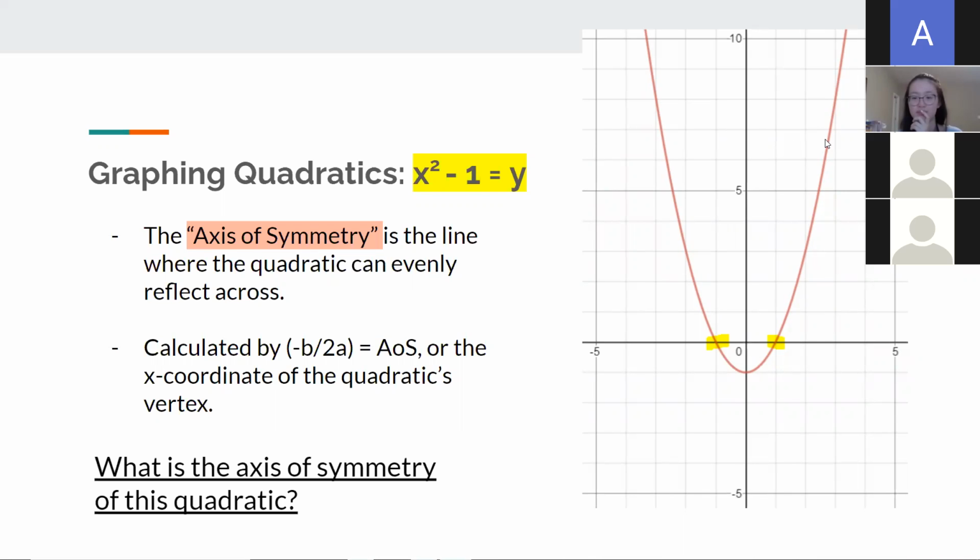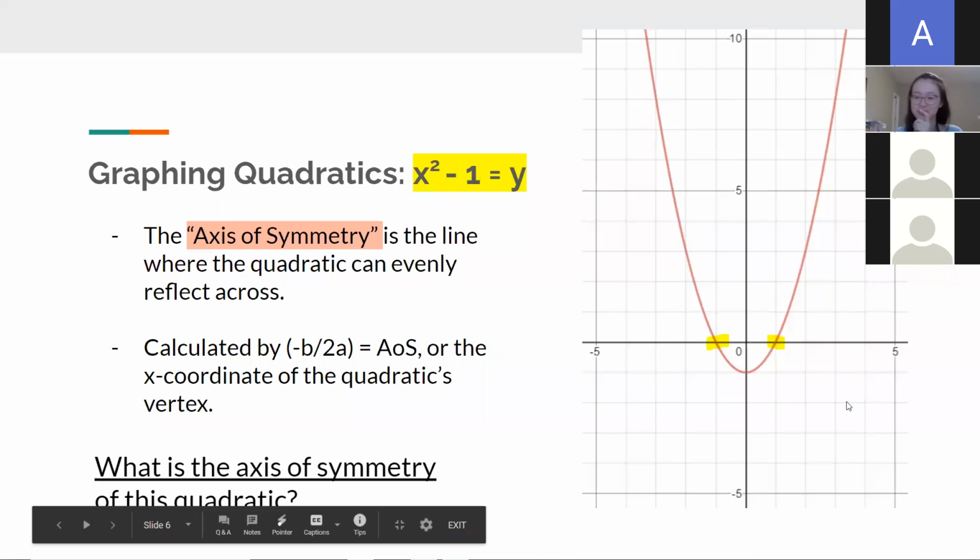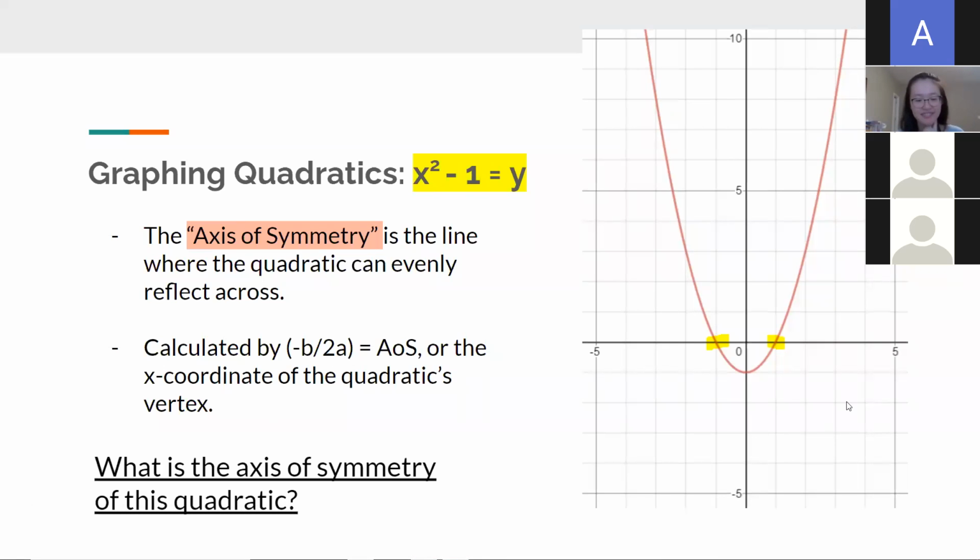Is that 5, 5? I don't think so. Look again. Just be careful. 0, 5. Remember that the axis of symmetry is a line, not a coordinate. Oh, okay.